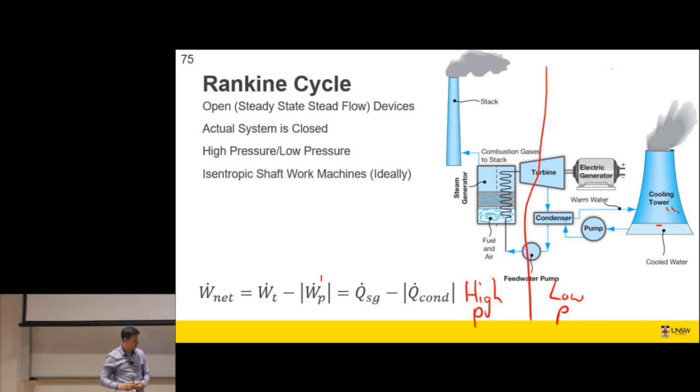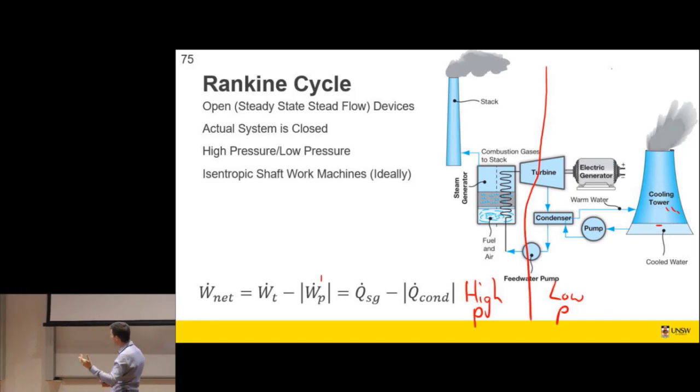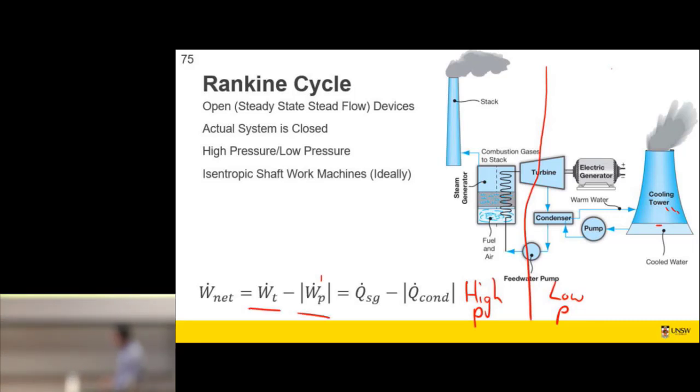So in the ideal case, you say that everything on the left-hand side is at a certain pressure, everything on the right-hand side is a certain pressure. And you would hope that everything is isentropic, ideally. In reality, it won't be. If you're given an efficiency, you need to use it. We've just talked about how to use that. And your work net will be the work you get out of the turbine minus the work you have to put into the pump.